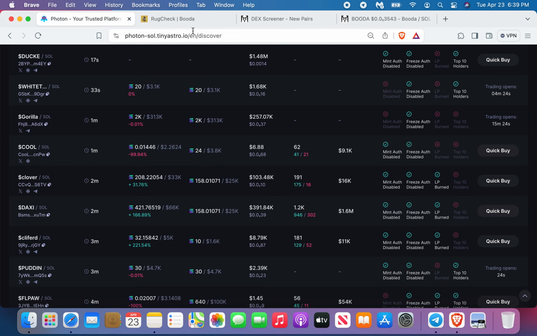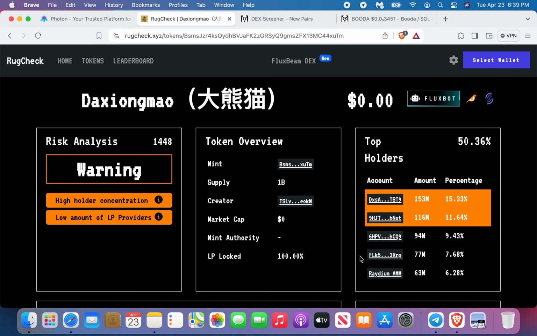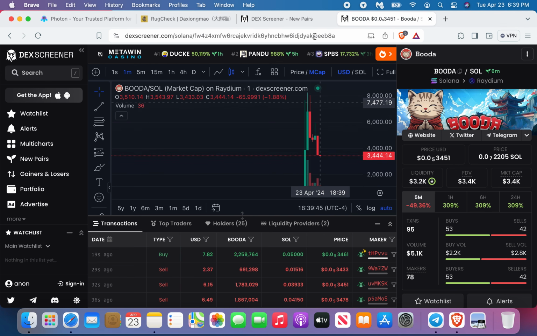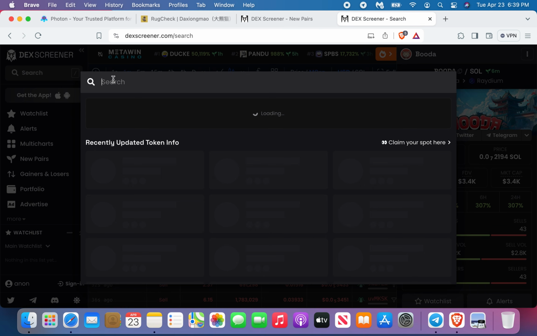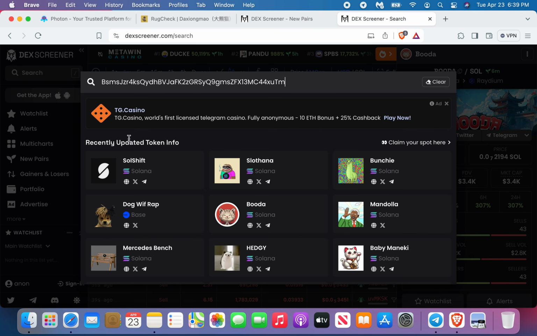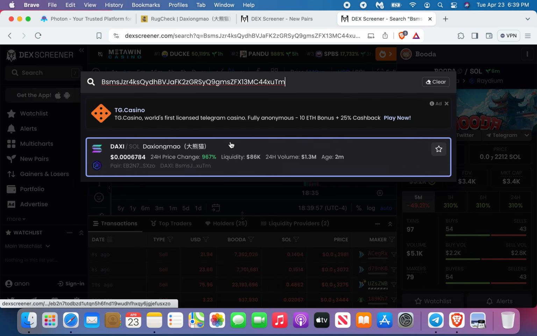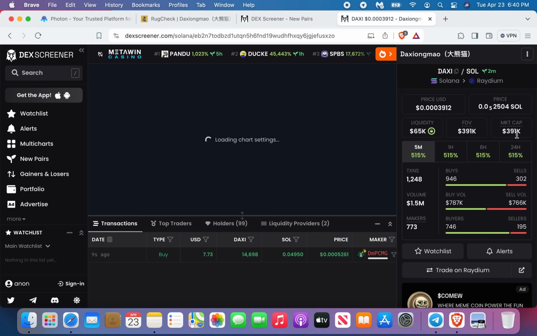We got Daxi here. Go to rugcheck. Boom. Warning. See, top holders are pretty high. LP is locked. Yeah, Buddha's not looking like there's anything going to happen there. So this is how you do it, guys. This is how you filter it out. Let's take a look here. It's still up. We're at 391K market cap.